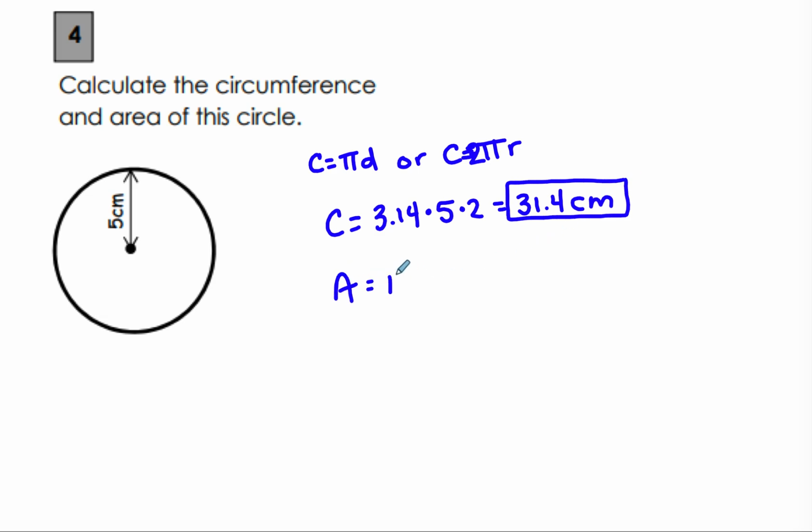Area equals pi times radius squared. We know the radius is 5. So we're going to do 3.14 times 5 times 5. And let's see, when we multiply that out, we get 78.5 centimeters squared.